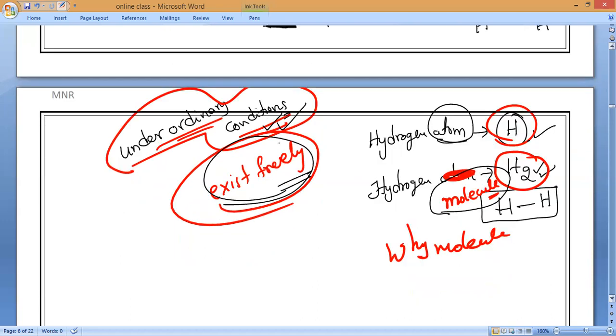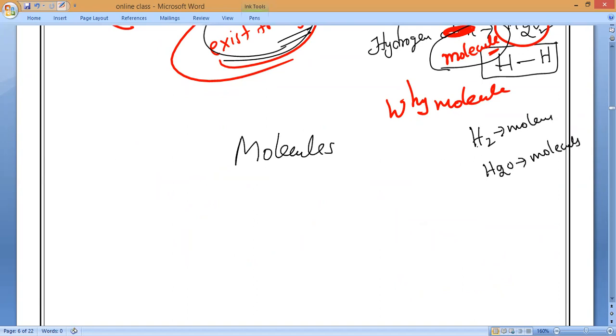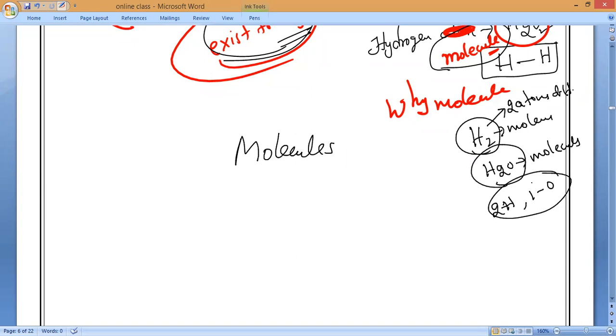Now, the molecules are formed in two ways. Observe very carefully: hydrogen molecule, water molecule. What is the difference between these molecules? The hydrogen molecule is made up of two atoms of hydrogen. The water molecule is made up of two hydrogen atoms and one oxygen atom. So what is the difference between them? Anybody can tell me?